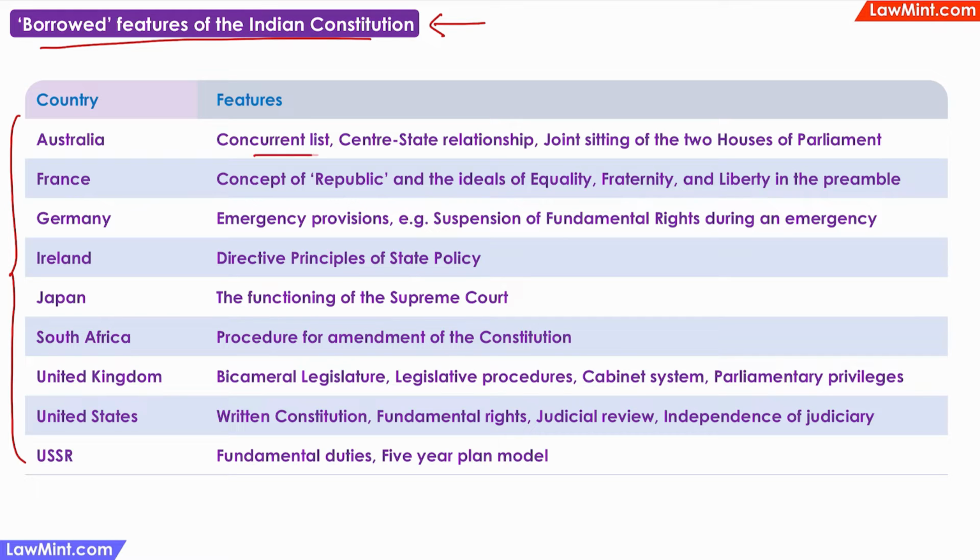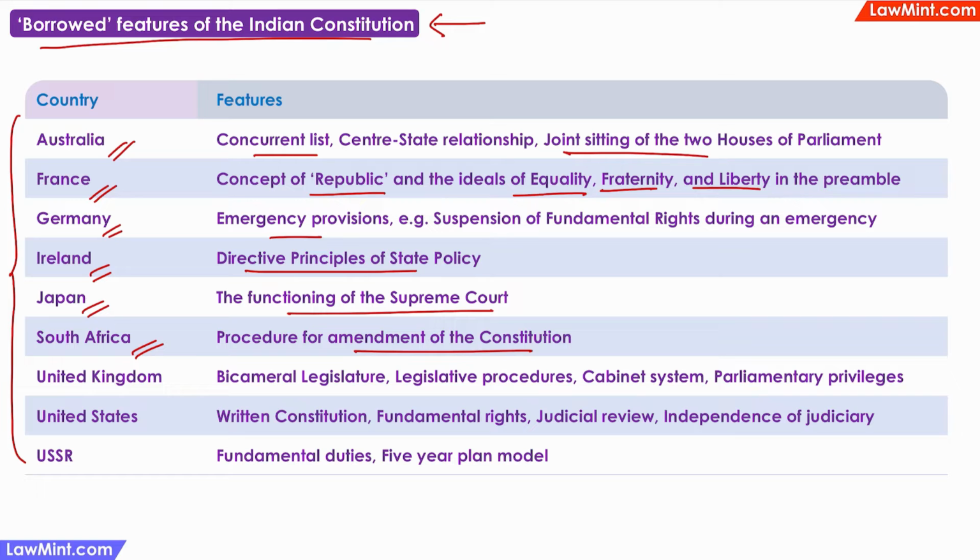For example, the concept of the concurrent list and the joint sitting of the parliament was taken from Australia. The concept of the republic and the ideals of equality, fraternity and liberty were taken from France. Emergency provisions came from the German constitution. Directive principles of state policy from Ireland. The functioning of the Supreme Court was from the Japanese constitution. The procedure for constitutional amendments was taken from South Africa.